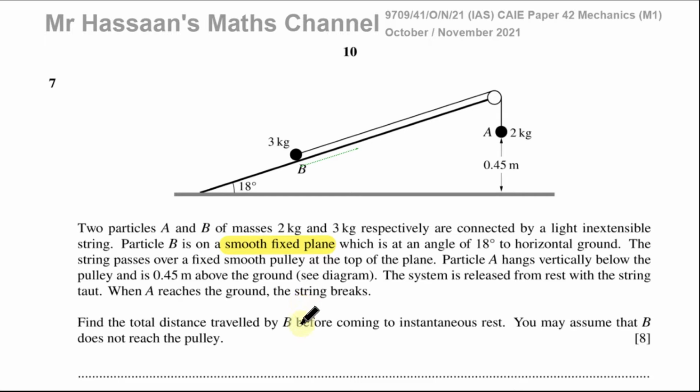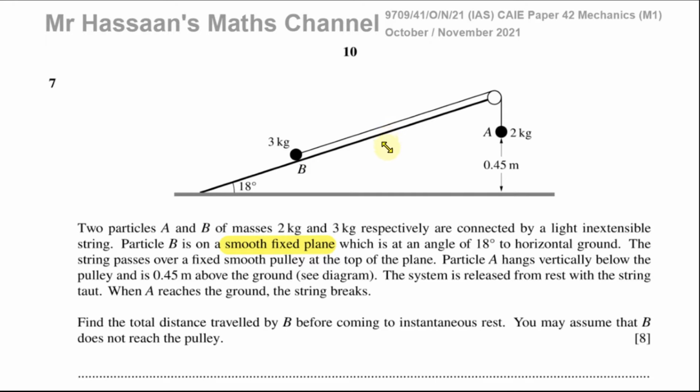So we have two situations going on here. You're going to have A falling down and B moving up, so there's going to be a change in their potential energies. A and B both start from rest and they end up going at a certain speed, which will be the same speed because they're both connected with the light inextensible string. It's a light string, so tensions are the same. Inextensible means the velocity or the acceleration of the two particles have the same magnitude. So that's another thing to consider.